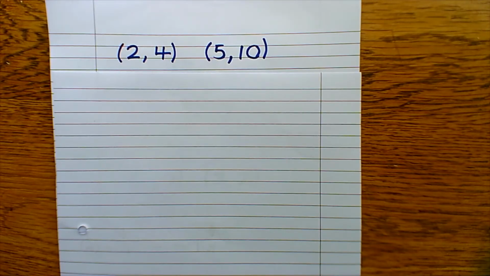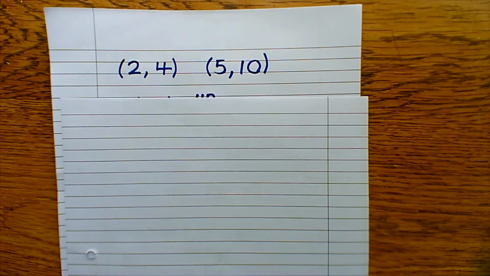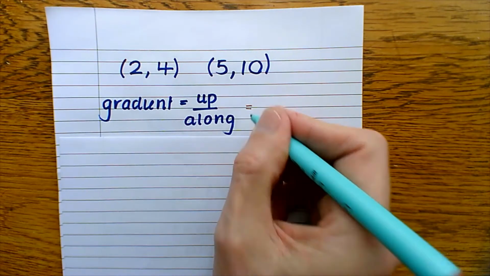Now, it wouldn't have surprised me if somebody was thinking, oh, do we have to draw it? Because it's quite time consuming. And some of you might have started wondering, could we just work it out from the numbers? And the answer is yes, that was an intelligent way to think about speeding the process up. So for the gradient, we need to know how many boxes up and how many boxes along.